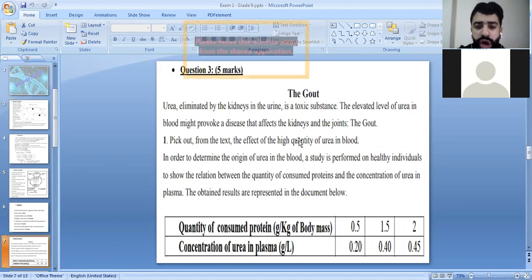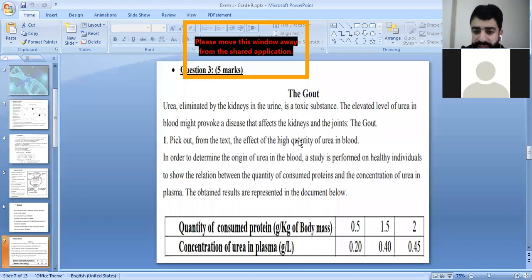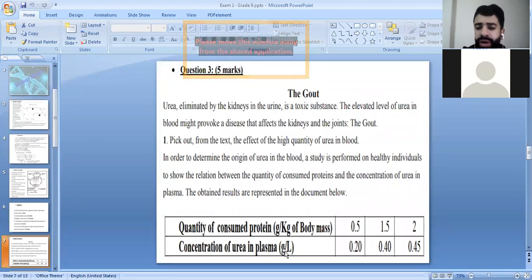In order to determine the origin of urea in the blood, a study is performed on healthy individuals to show the relation between the quantity of consumed proteins and the concentration of urea in the plasma. These results are shown in the table. As you see here, we have the quantity of consumed protein in gram per kilogram of body mass, and the concentration of urea in the plasma in gram per liter.